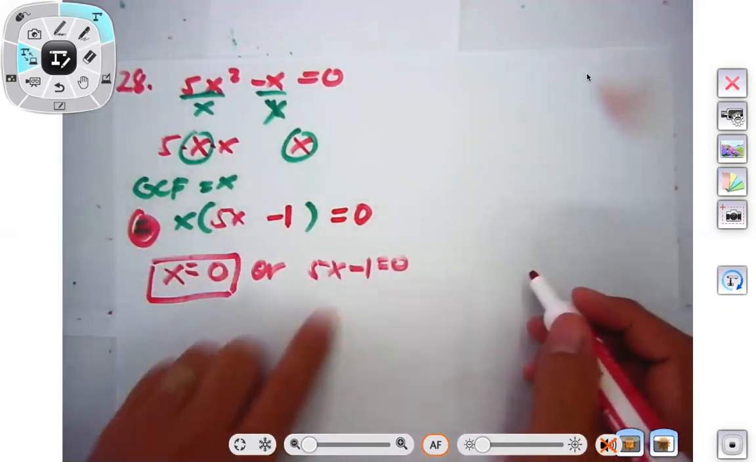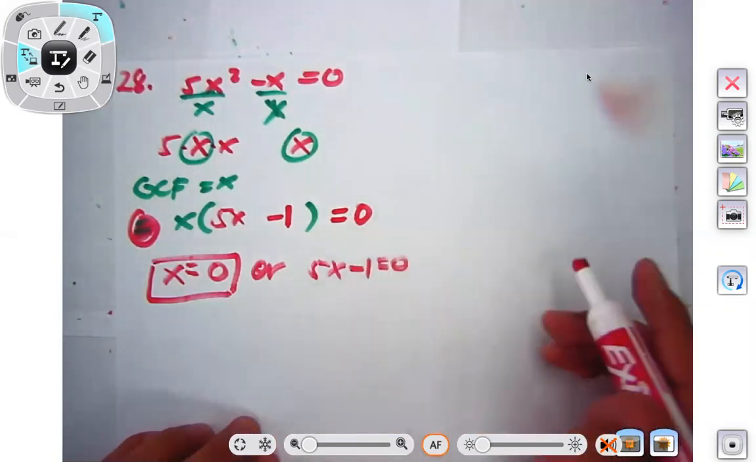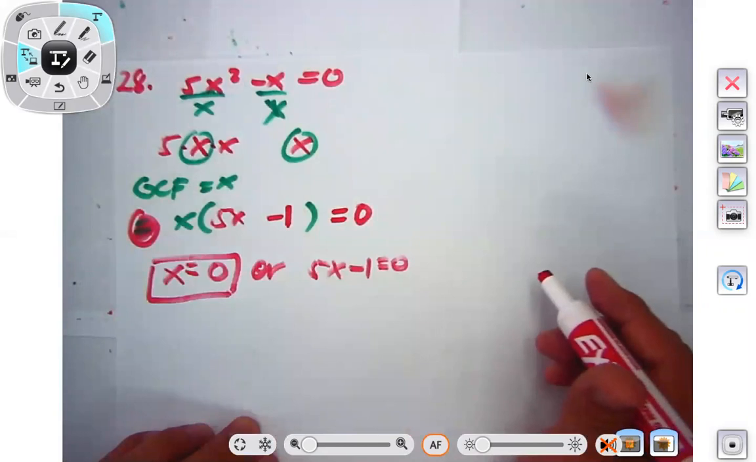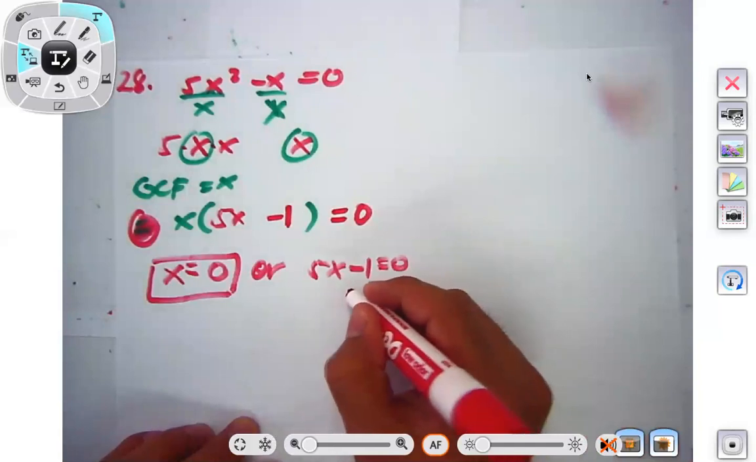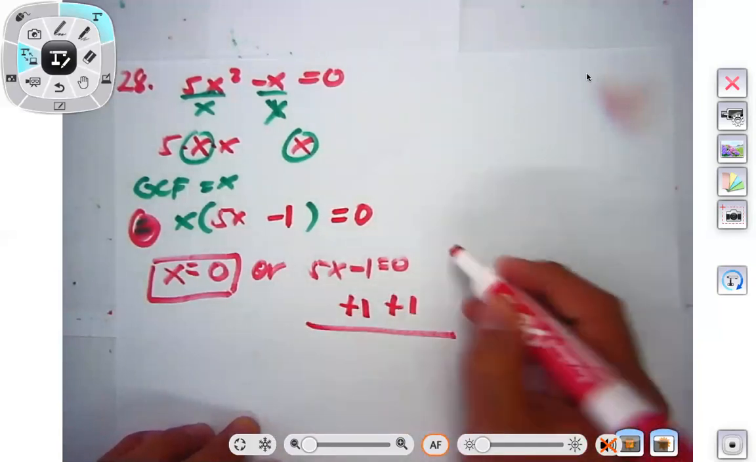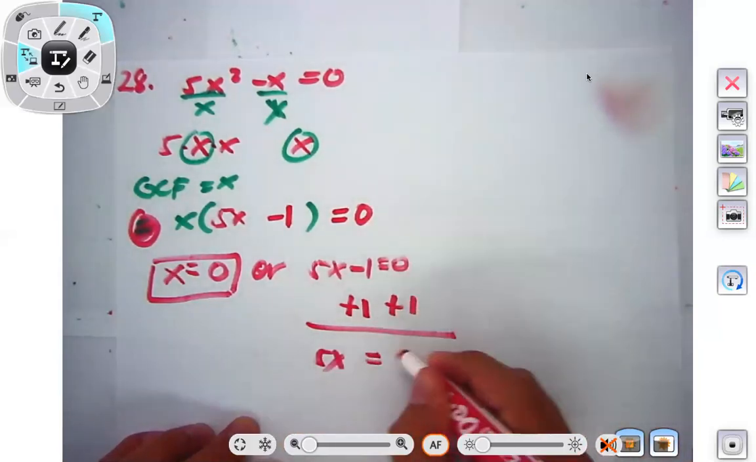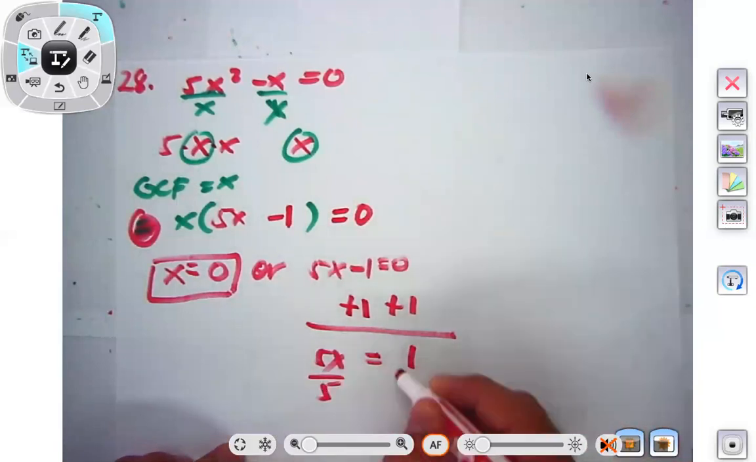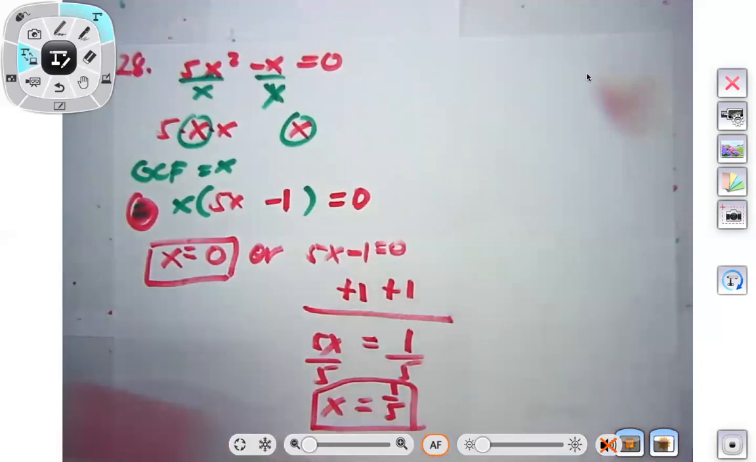And we solve 5x minus 1 equals 0. We have to add 1 to both sides. So we have 5x equals 0 plus 1, that gives us 1. Divide both sides by 5. Therefore, x is equal to 1 over 5. And these are our solutions.